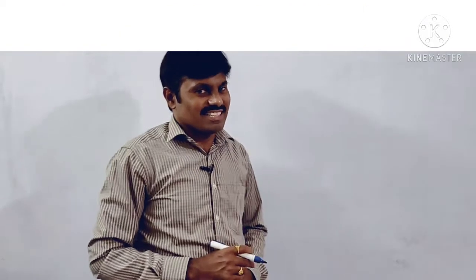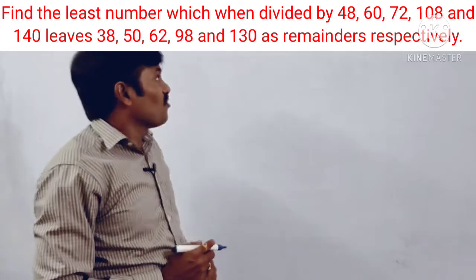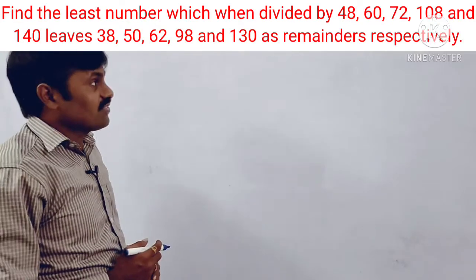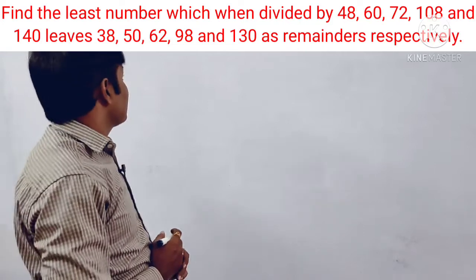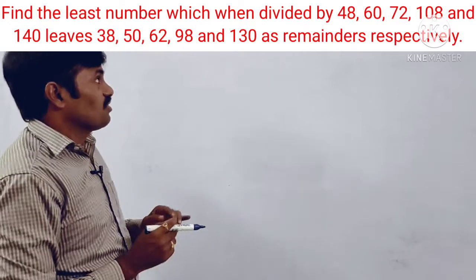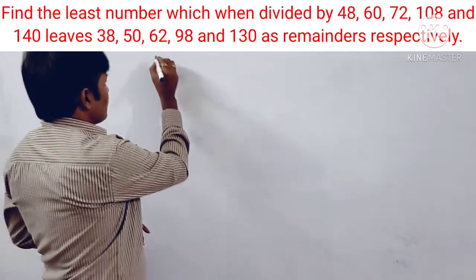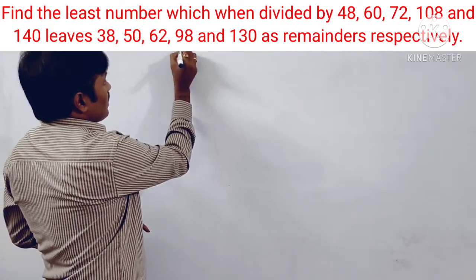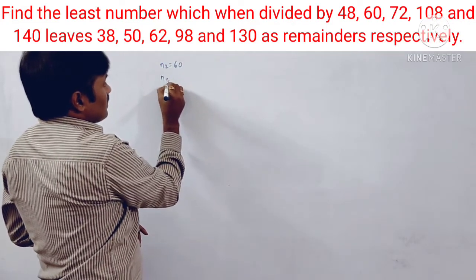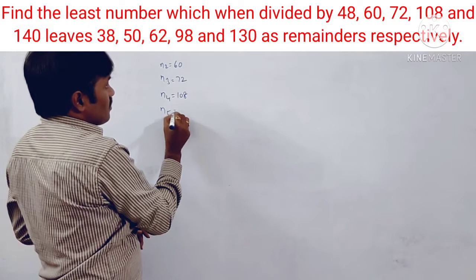Now guys, see the second question on the screen: find the least number which when divided by 48, 60, 72, 108 and 140 leaves 38, 50, 62, 98 and 130 as remainders respectively. They ask us to find the least number. Consider the divisors as n1, n2, n3. So n1 is equal to 48, n2 is equal to 60, n3 is equal to 72, n4 is equal to 108, n5 is equal to 140.